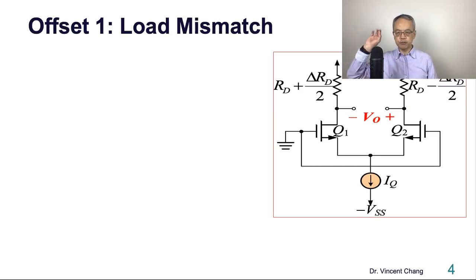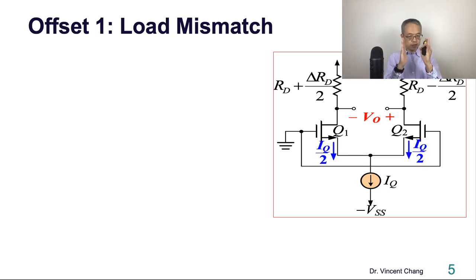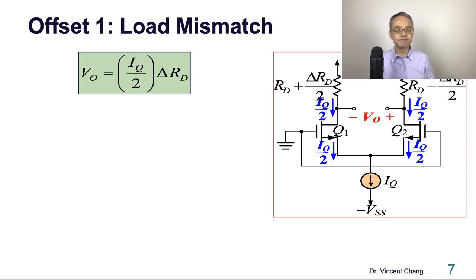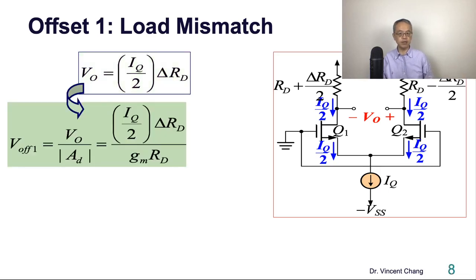Let's now assume the first issue is load mismatch. There's a difference between the two drain resistors. The difference is delta RD, and the drain current ID is the same, 50-50. So you can get the differential output voltage. I skipped one step, but you should have no problem with this, with the experience you have from the bipolar differential amplifier.